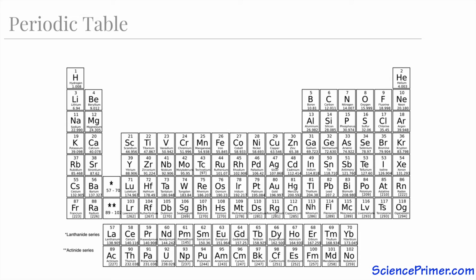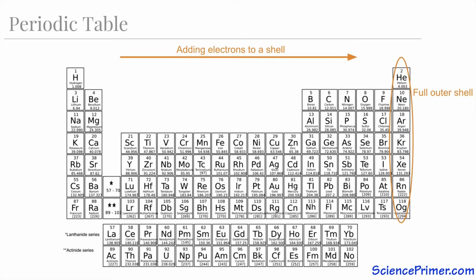Looking back at the periodic table, each row represents a shell. Moving from left to right along a row is adding an electron to a shell. In the rightmost column are elements with full outer shells. These are the noble gases, and their full outer shells make them very stable and chemically inert. Moving down the table from row to row adds a shell.